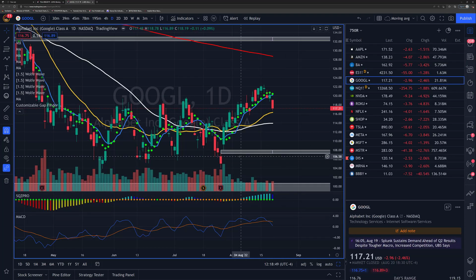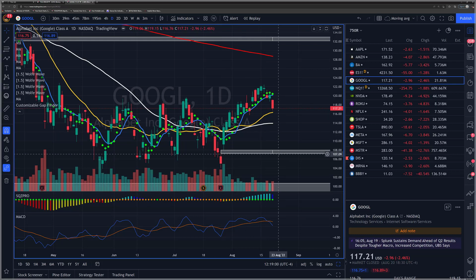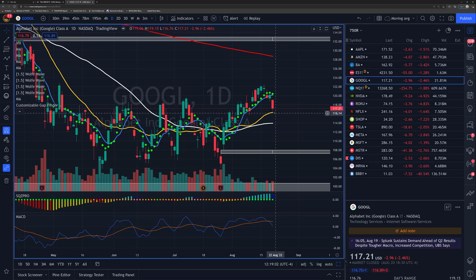Google also has a very similar setup to Amazon from the earnings gap. So that gap is open at 107. A retest of 107 is a trade setup, right? But it's already at the 21-day moving average, so there could be a bounce.